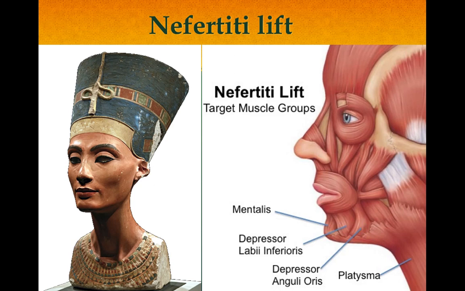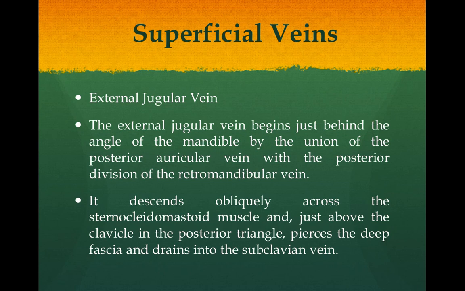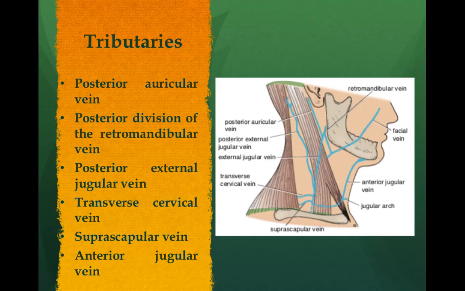Now we have a few superficial veins, and the first one is the external jugular vein. This vein is formed by the union of the posterior division of the retromandibular vein and the posterior auricular vein, and this occurs behind the angle of the mandible. Then the external jugular vein will run obliquely across the neck over the sternocleidomastoid muscle, passing to the posterior triangle of the neck.